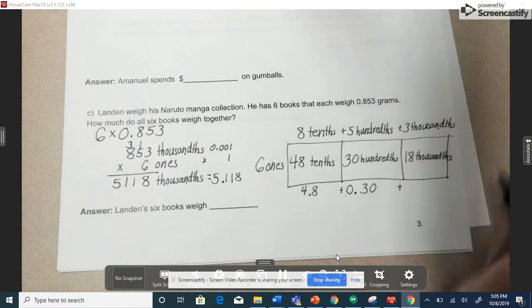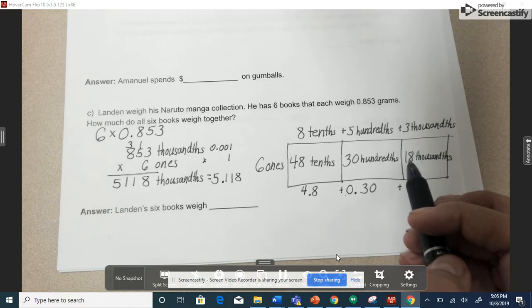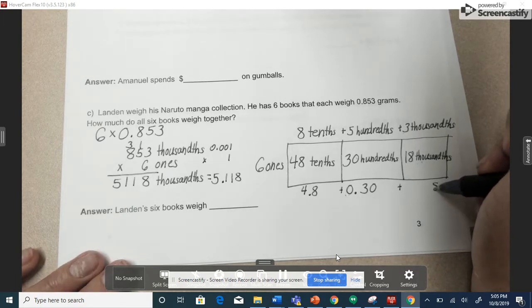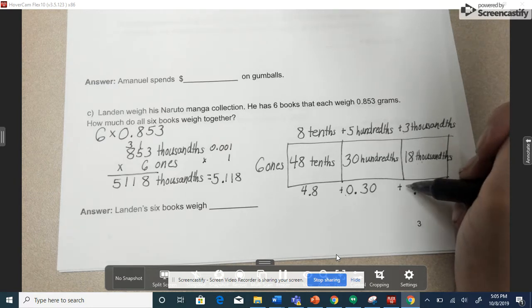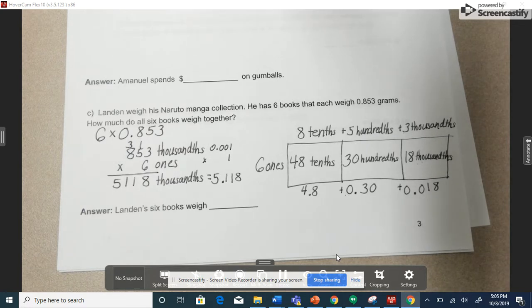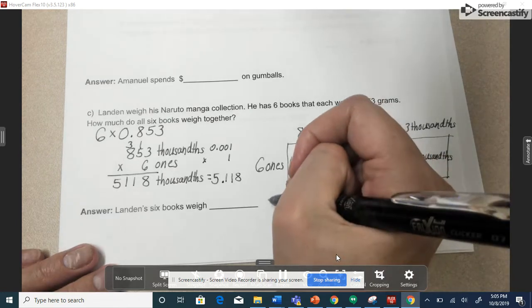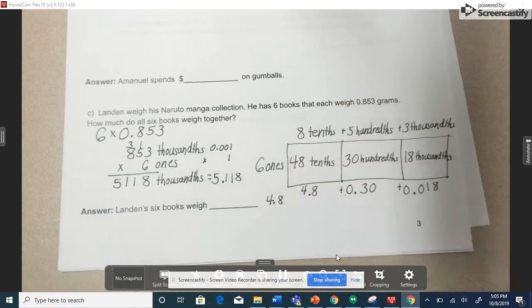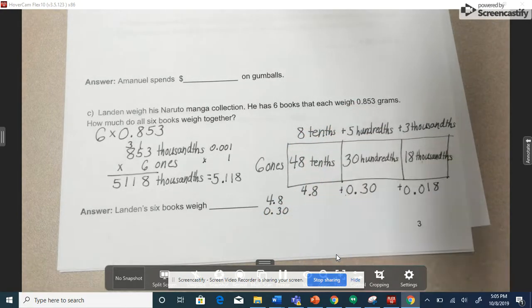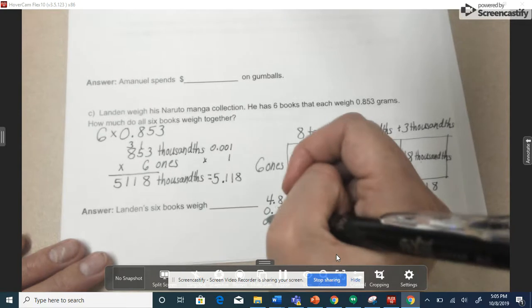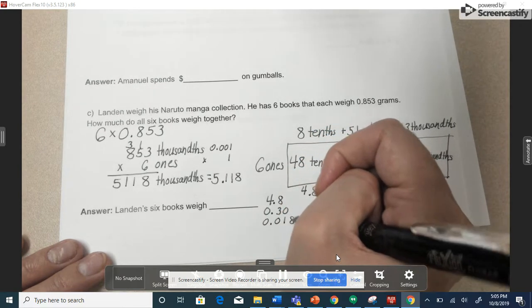Now we're going to add 18 thousandths. The 8 is in the thousandths place, which means this 1 is going to be in the hundredths. We have 0 tenths and our decimal. I'm going to put a 0 in the ones place just to hold our place value. So this is a lot to add. I'm going to add this vertically, or up and down. 4 and 8 tenths plus 0 and 30 hundredths plus 0 and 18 thousandths.